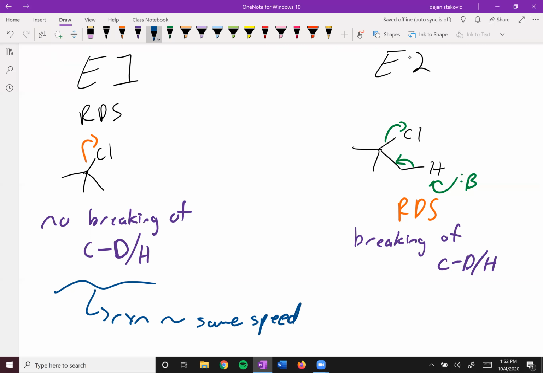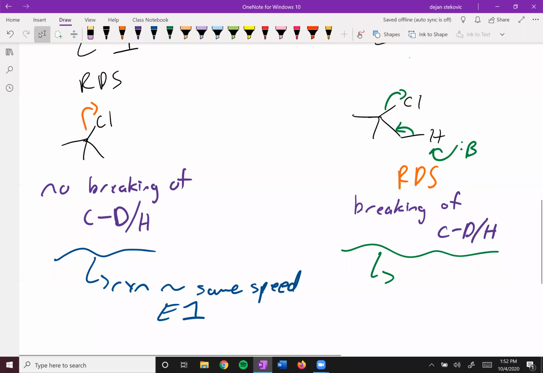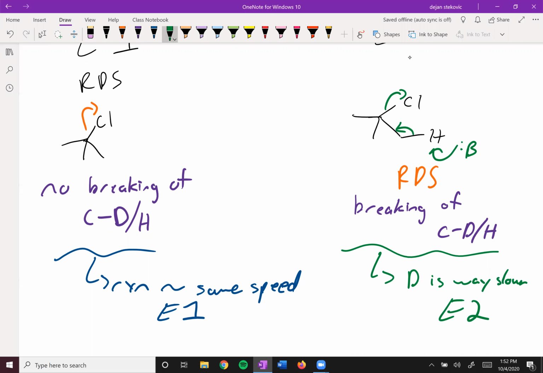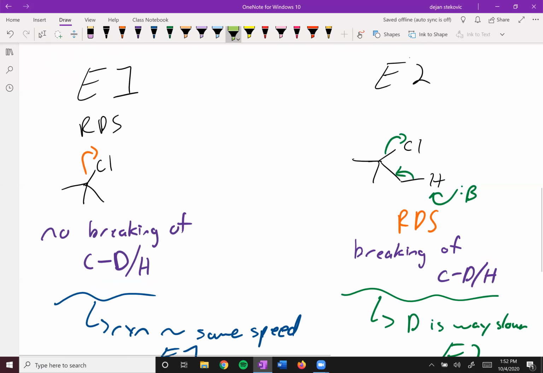then it must be an E1 mechanism, right? Because the rate determining step, it doesn't matter if it's hydrogen or deuterium, you're going to get the same speed. Whereas over here, if your deuterium one is way slower, then it must be an E2 mechanism, because the E2 mechanism contains this breaking of this carbon hydrogen or carbon deuterium bond.